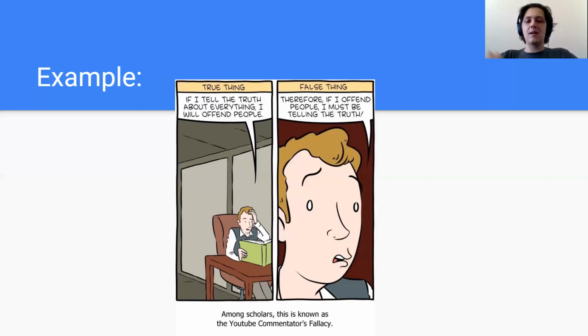And the comic caption's punchline is that among scholars, this is known as the YouTube commenter's fallacy, because the YouTube comment section is an awful, awful place. But you can see how someone would make this mistake. If I tell the truth about everything, then I'll offend people. So I'm offending people, so I must be telling the truth. It is clearly a mistake. We should all be able to agree that is an error that this hypothetical YouTube commenter has made.